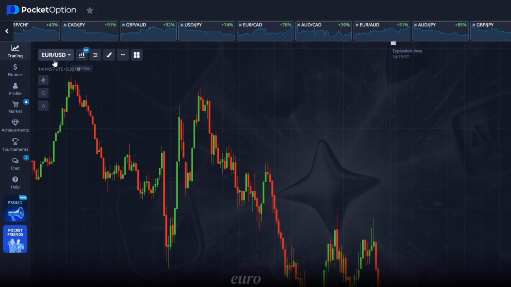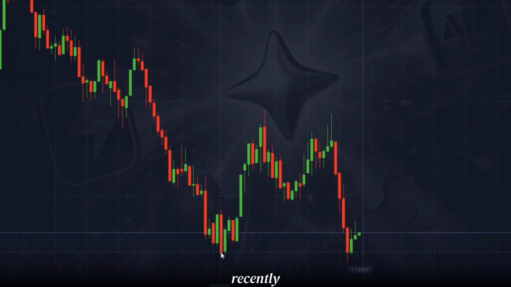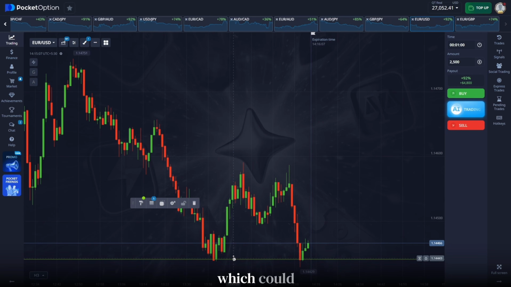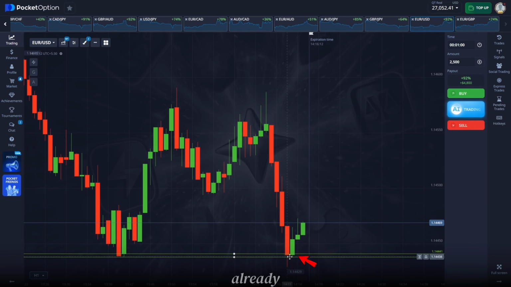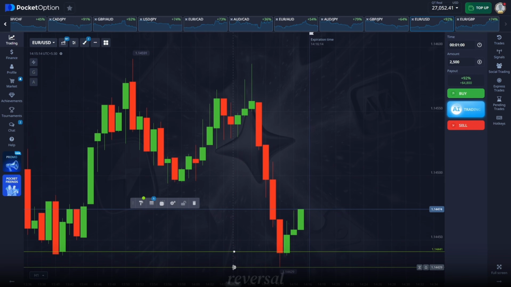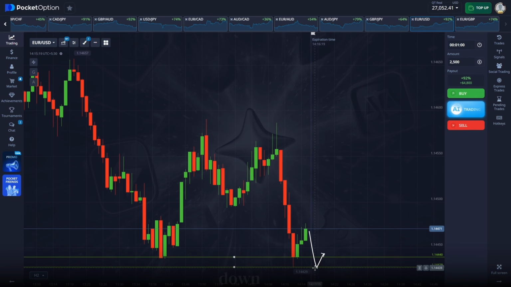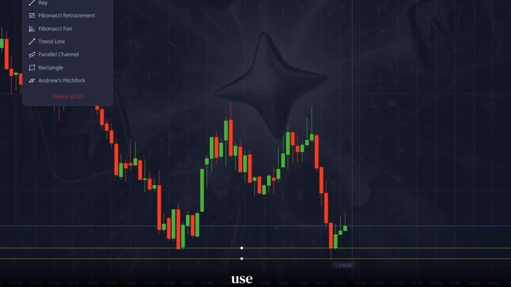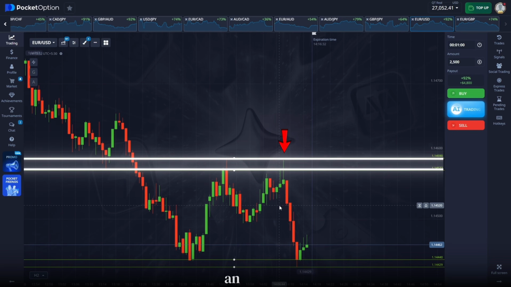Right now I am analyzing the Euro US dollar chart and I have a clear trading opportunity. You can see that price recently reversed from the support zone, which could be used for a reversal trade, but you can see that price already reversed. So let's target a reversal trade from this recently formed support. I will wait for the 1-minute candle to go down and close without breaking this zone, and only then will I take a reversal trade. If price goes up, then I will use this resistance zone and place an instant reversal trade.